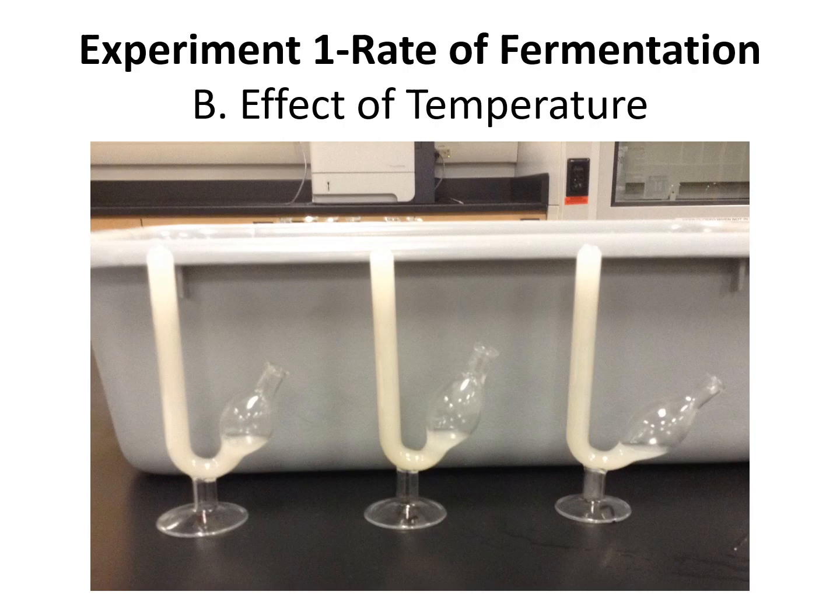The second experiment that you would have set up was experiment 1B, and this is the effect of temperature on the rate of fermentation. So for this, you would set up 3 more fermentation tubes in a similar manner. They would have had the 5% glucose, the water, and the yeast extract. And this time, the 3 tubes would be set at 3 different temperatures.